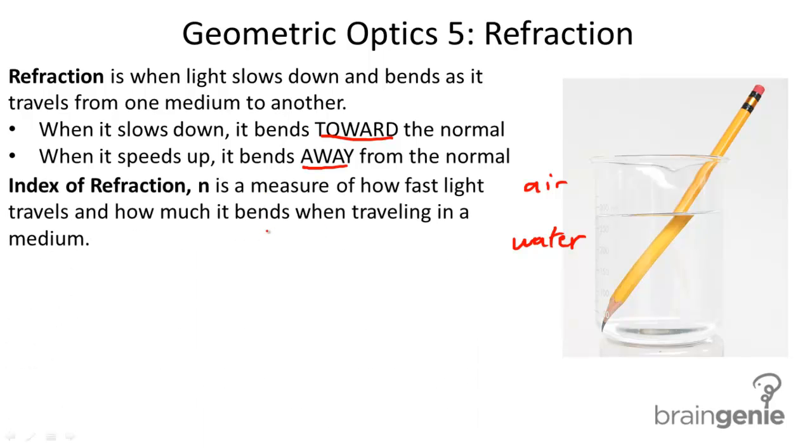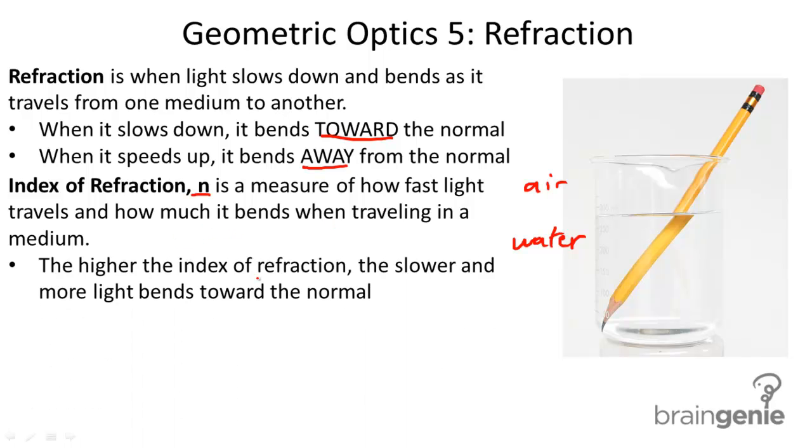Now, index of refraction, N, is a measure of how fast light travels and how much it bends when traveling in a medium. The higher the index of refraction, the slower light travels and the more it bends toward the normal. So the higher the N value, the slower light travels.